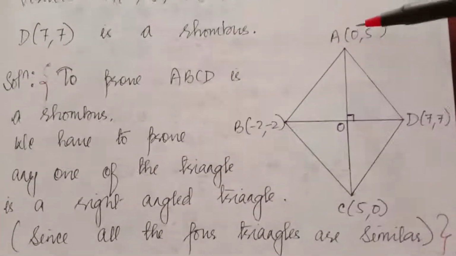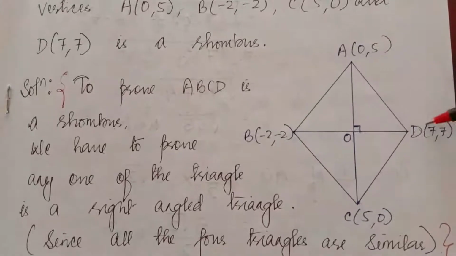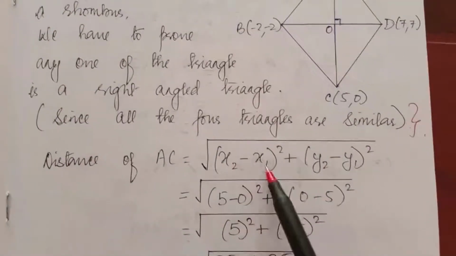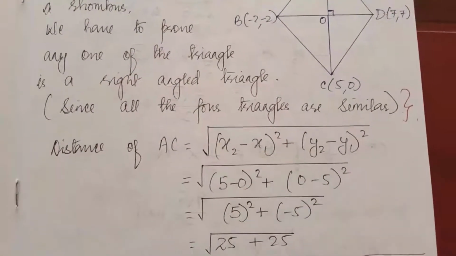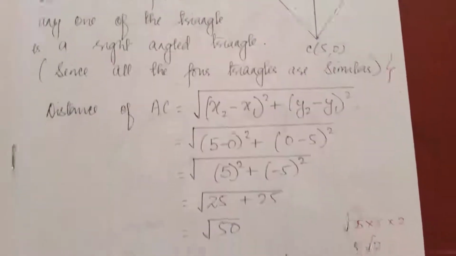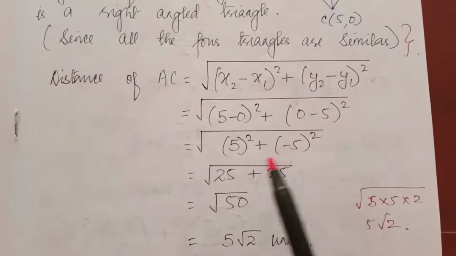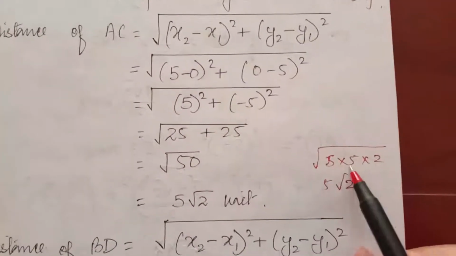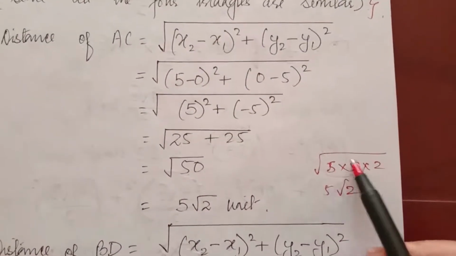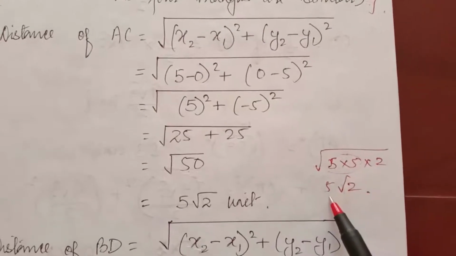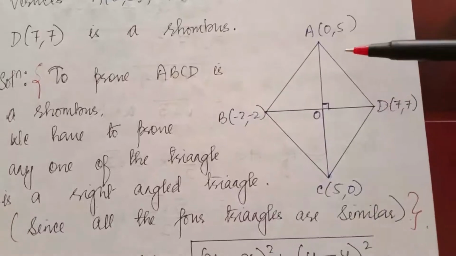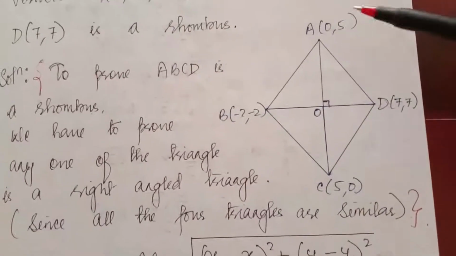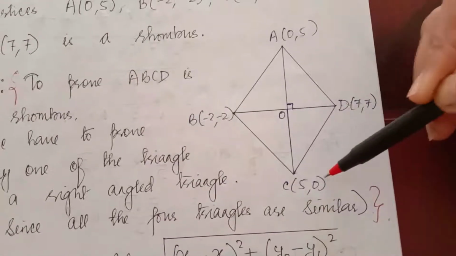Now distance of AC is, this is x1 y1, x2 y2, formula: square root of (x2 minus x1) whole square plus (y2 minus y1) whole square. Put the values. Minus square is plus, 25 plus 25 is root 50, and root 50 means 5 into 5 into 2. So this 5 has paired, so it will come out of root: 5 root 2 unit. So AC is 5 root 2 unit. This is x1 y1, this is x2 y2.